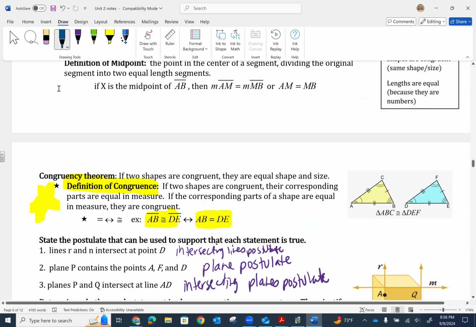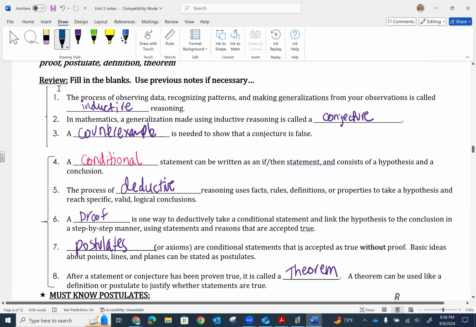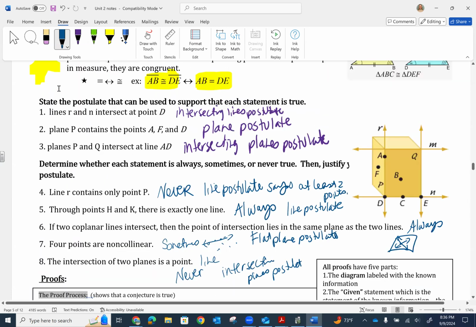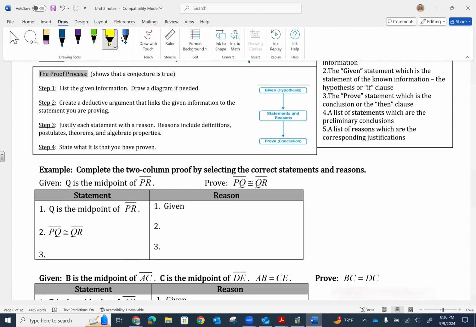As we set up here, if you're going to be doing a proof, we're going to take a conditional statement and show that if I have this, then the result is true. We're going to show it step by step. You can prove lots of things, including theorems. So the hypothesis is the given, the then is the conclusion.